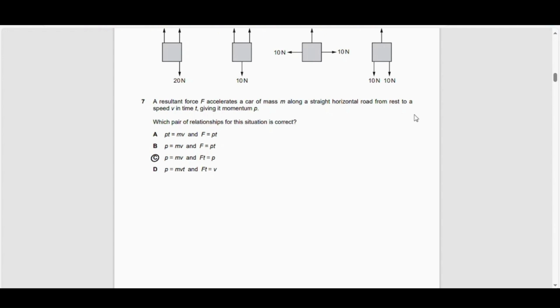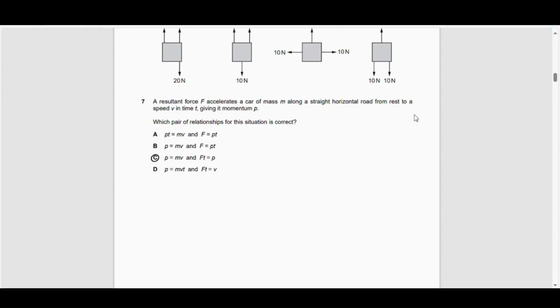In the case of B, momentum, that is p, is equal to mv. That's correct. And then it says that force is equal to momentum into time. That's not correct. It's rather the change in momentum which is equal to force into time. So that equation is not right. In the case of C, momentum is equal to mv. That is correct. And force into time is equal to momentum. Yes, that's correct as well.